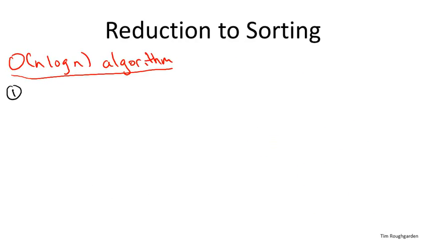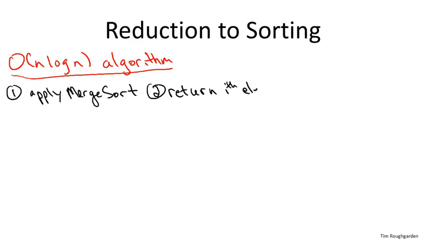Now, if you think about it, we already have a pretty darn good algorithm that solves the selection problem. Here's the algorithm. It's 2 simple steps and it runs in O of n log n time. Step 1, sort the input array. We have various subroutines to do that. Let's say we pick merge sort. Now what is it we're trying to do? We're trying to find the ith smallest element of the input array. Well, once we've sorted it, we certainly know where the ith smallest element is. It's in the ith position of the sorted array.